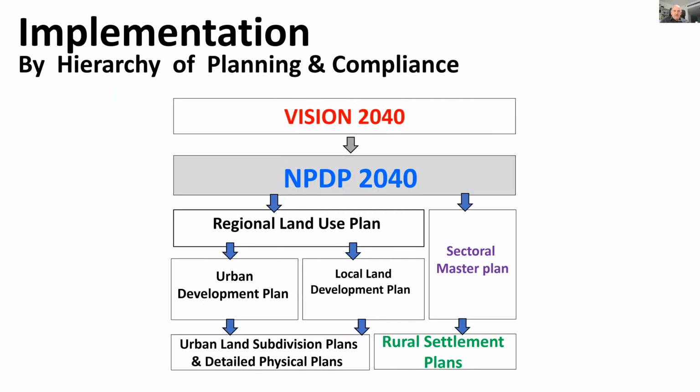The second thing is the hierarchy. By the way, if you look at the elements of the planning, you can look at this scheme and see that Vision 2040 comes first, then the NPDP 2040, then the region plans, sectoral master plans for different sectors like agriculture, tourism, etc. Local land development plans, urban development plans, and all the other implementation and structuring the sites themselves.